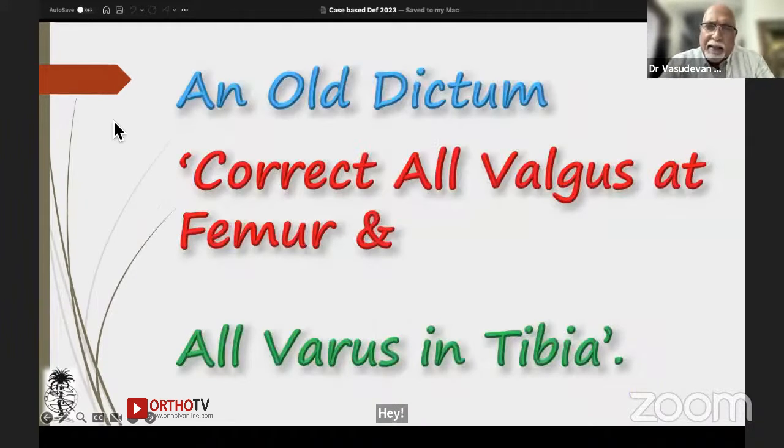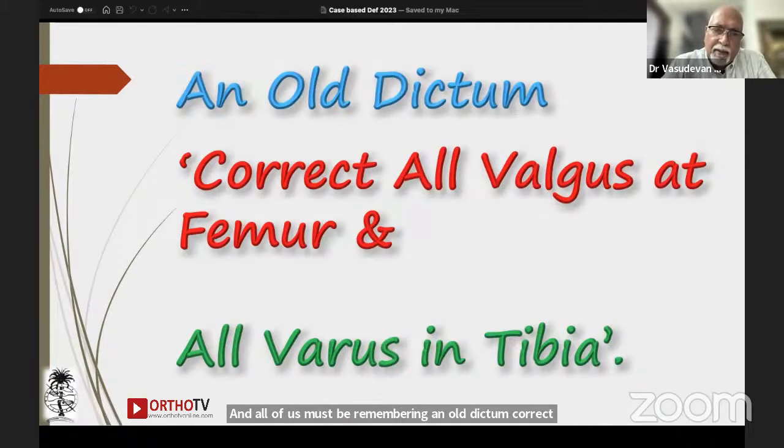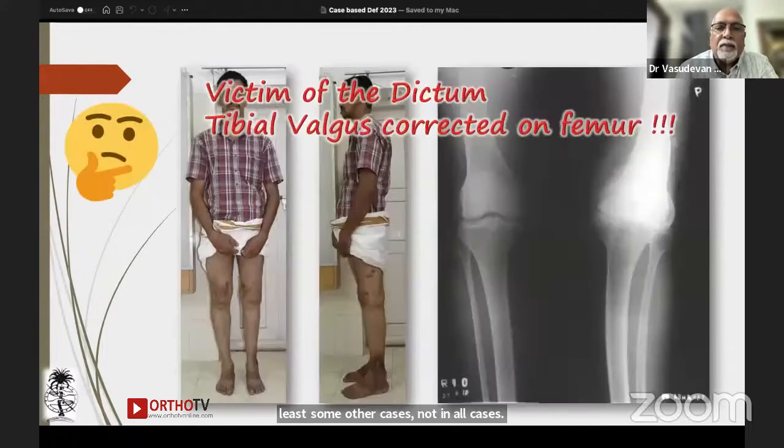And all of us must be remembering an old dictum: correct all valgus in the femur and all varus in the tibia, which is not correct in at least some cases, not in all cases. Generally, it is okay, but always take it with a pinch of salt.